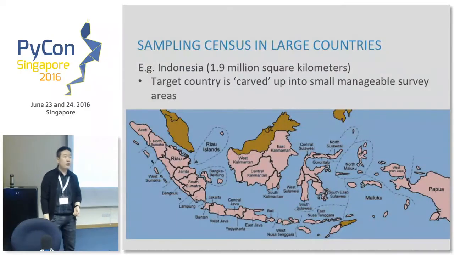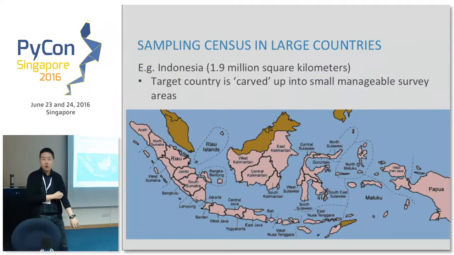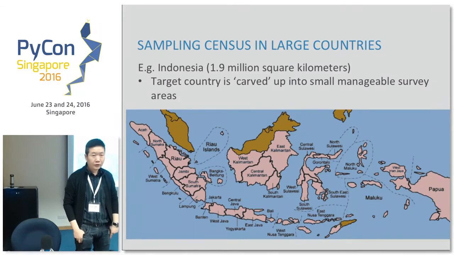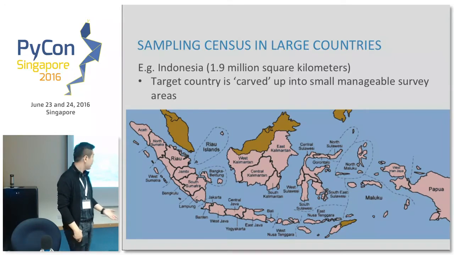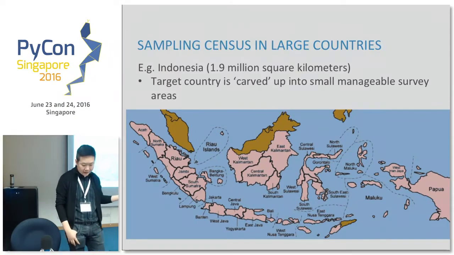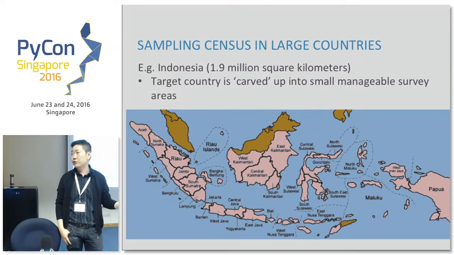For a small country like Singapore, it's no issue, because the land area is only 700 square kilometers. So we can send our team of data collectors out and comb every inch of the country, correct? But for a large country, I use an example here, Indonesia. Indonesia has a land area of 1.9 million square kilometers. There is no way we can send our data collectors out to comb every inch of the country.